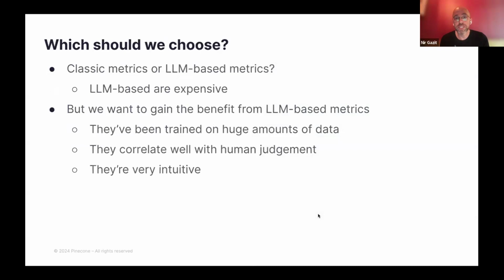So what should we choose? Should we use the classic metrics or the LLM-based metrics? The LLM-based metrics are expensive, like I mentioned, but they correlate with human judgment, so we do want to use them. When we're using metrics that are based on large language models, it's kind of a given that they will be better than any other metric we've seen, because they were trained on huge amounts of data. They correlate well with human judgment, as I said, and they're also very intuitive. If you look at the implementations of things like RAGAS, which is specifically for evaluating quality for RAG pipelines, you'll see that the questions the LLM is asked are really intuitive. It's basically how you would assess the quality of an output you've gotten from a RAG pipeline. So it's no surprise that it actually works.